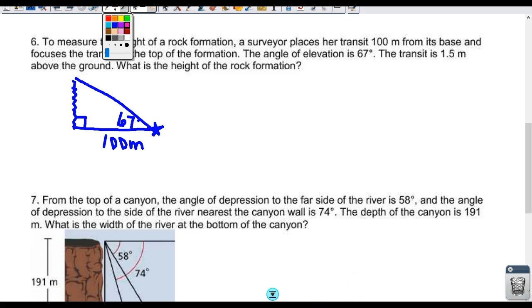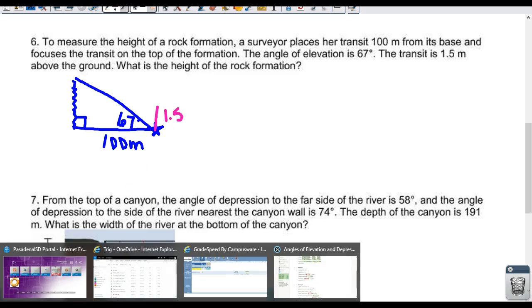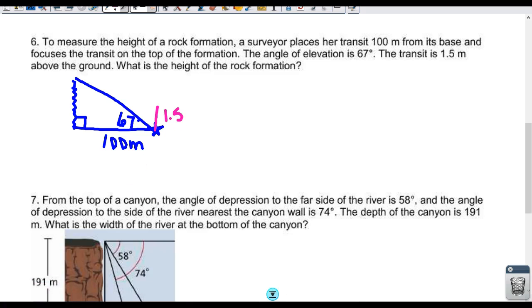So usually we can get to about here and then go, all right, well, the transit's supposed to be 1.5 meters above the ground. So people will do that and make that 1.5. Okay? Now, that's not necessarily wrong, except that we've got to fix the picture either way. Because the transit itself, if this is the distance off the ground and the transit's up here, right, then that is what's being focused to the top of the rock formation. So if I'm going to do that, then I've got to move my whole triangle, which is fine.